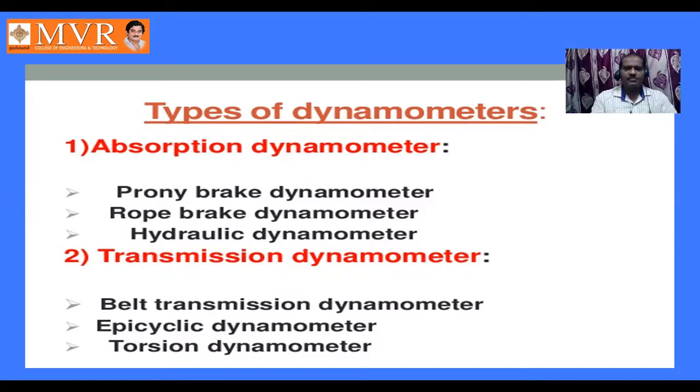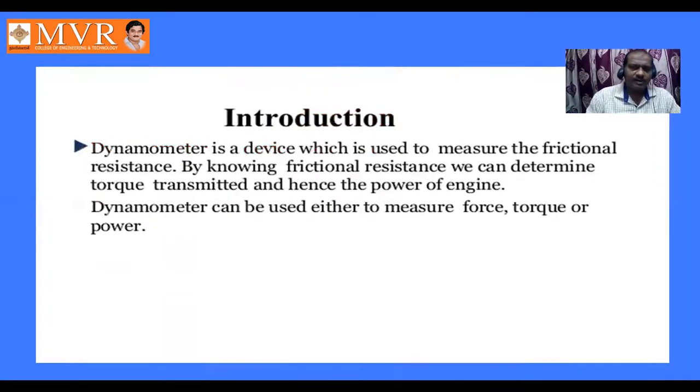What is the aim of this one? The aim of this class is the method of construction of this transmission dynamometer and how to measure the power of the given prime mover. So let us go for the discussion. I think everyone remembers what a dynamometer is. This is the definition.